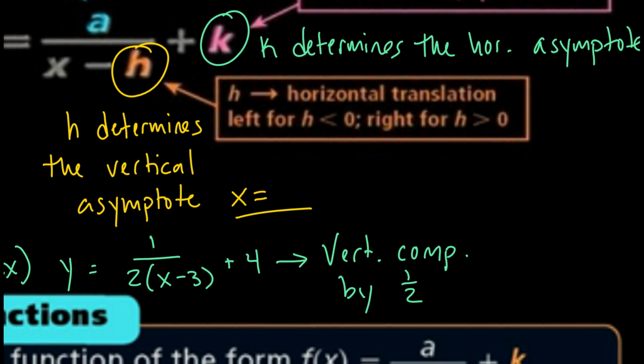When H is less than 0, which way does it go? Wait, she said it was a misprint. When H is less than 0, it goes to the left. When H is bigger than 0, meaning it's positive, where does it go? Right. Thank you, for those of you that pointed that out to me.